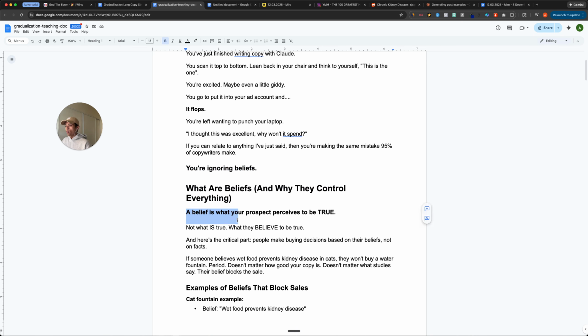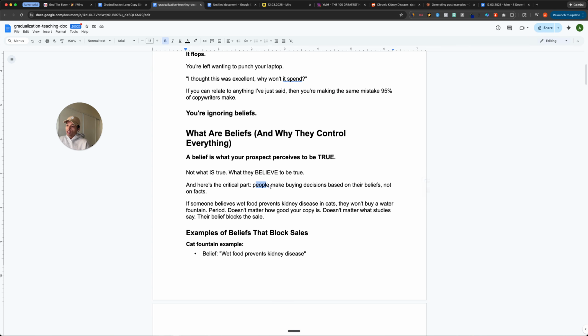So a belief is what your prospect perceives to be true. And if you think about what beliefs are just in general, they're what we assume or think about the world to be true. And here's the critical part. People make buying decisions based on their beliefs, not based on facts. So if somebody believes wet food prevents kidney disease in cats, they don't buy a water fountain, period. Doesn't matter how good your copy is, no matter what studies you show or what studies you cite, their beliefs block the sale.